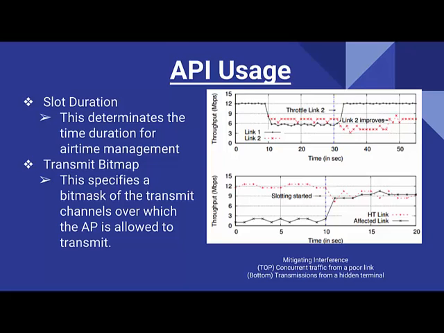In the second scenario, a link experienced poor throughput due to interference caused by a nearby hidden terminal. After 10 seconds, the controller detects this interference and protects the affected flow by configuring the 2 APs to transmit in alternating and non-overlapping time slots.